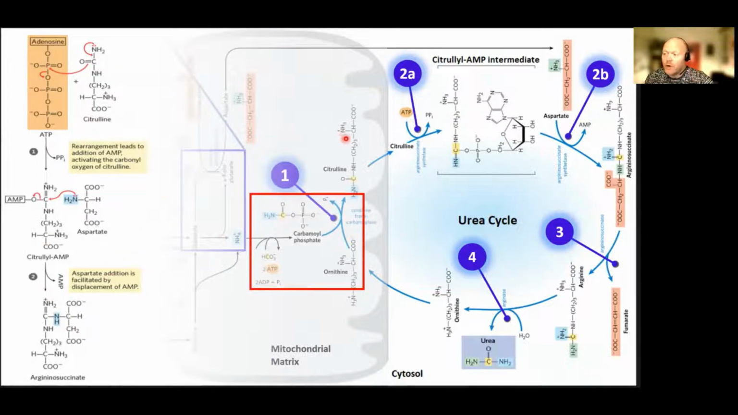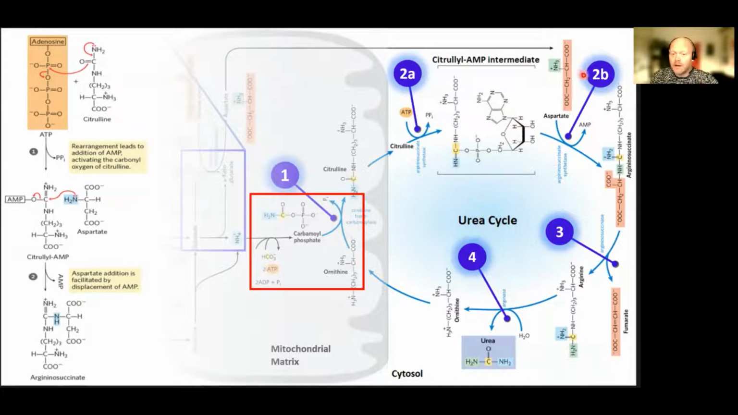In step 2A, an intermediate is created by attaching AMP to the carbonyl oxygen of citrulline. This happens here. So this we have seen before. Again, it's a phosphorylation event that creates a reactive intermediate. And here is the reactive intermediate. What makes this a bit different is that it's not just a single phosphate, it's the entire AMP moiety clinging on here.